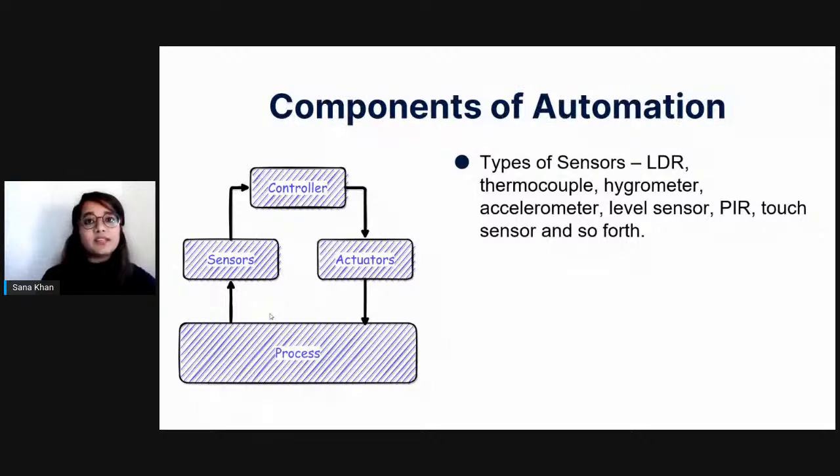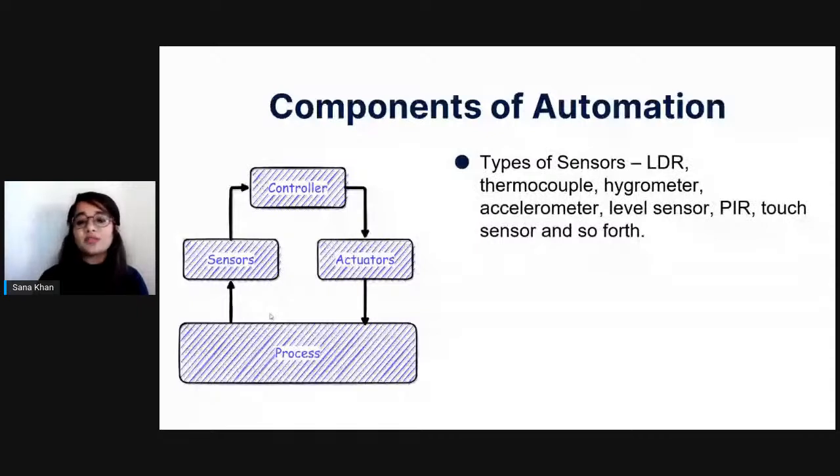it tells you the temperature. Hygrometer tells you the changes in the humidity level in the environment. Accelerometer will detect any sorts of vibrations or accelerations, like, for example, in your car or in your phone. Level sensor, the sensor we just talked about, will indicate the level of the particular fluid that you're trying to measure. PIR detects infrared radiation. Touch sensor is simply your phone, which you use to lock or unlock using fingerprints.